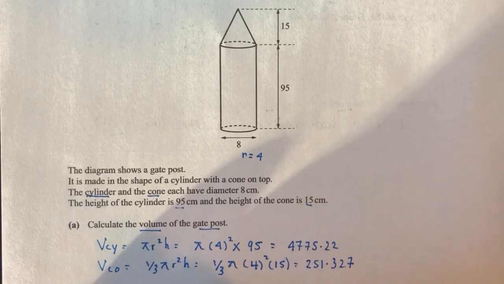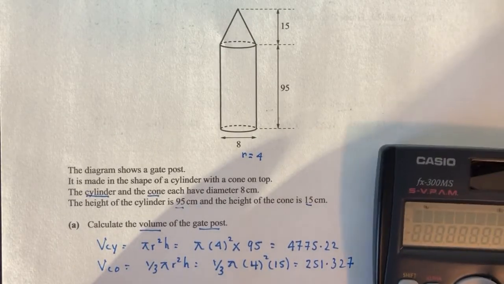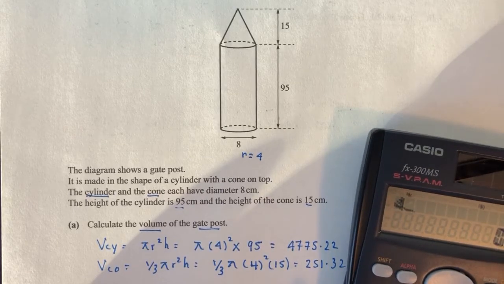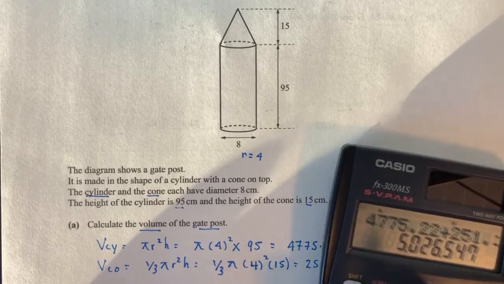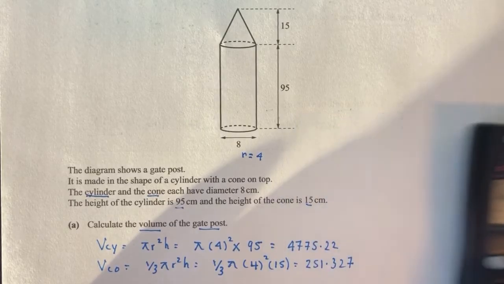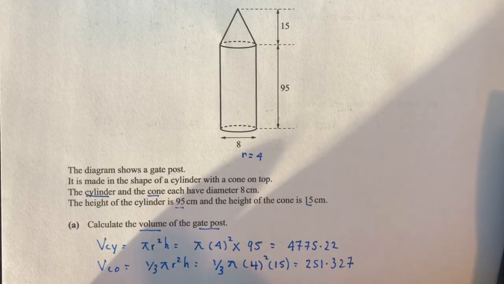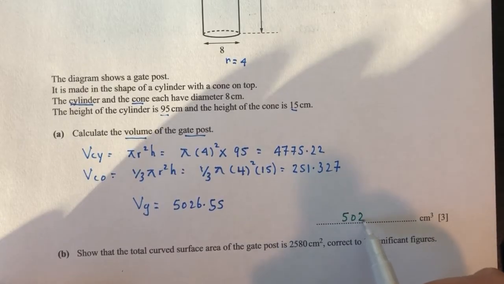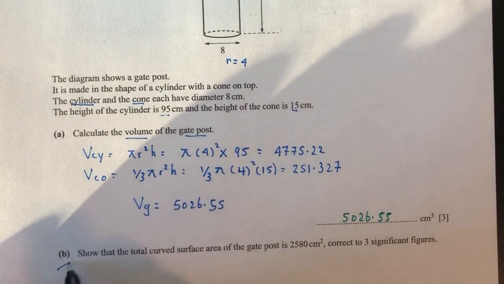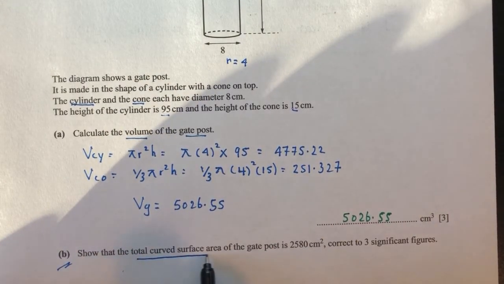So what is the volume of the gate? It is these two added together. So we have 4775.22 plus 251.327. That will be 5026.55. Okay, so that will be your answer for part A. Let's write this down. 5026.55.